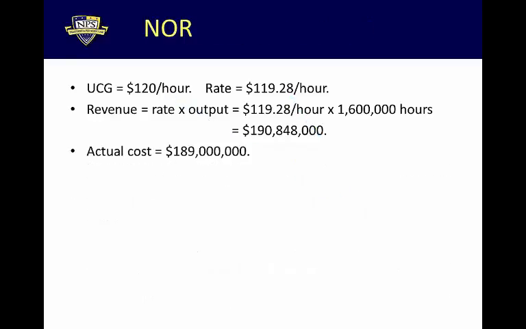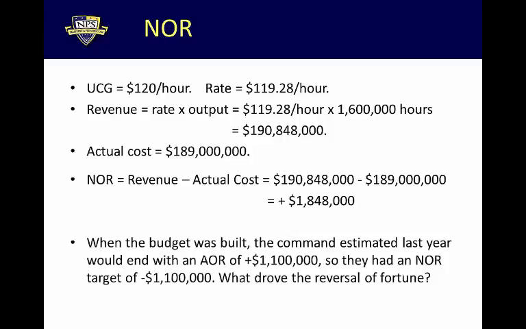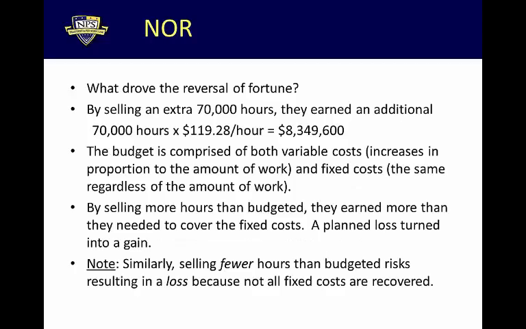Well, let's look at that NOR. We take revenue minus actual cost, gives us an NOR of $1,848,000. Now, when the budget was built, the command estimated last year they would end with an AOR of 1.1 million. So they had an NOR target of negative 1.1 million. But they ended up 2.9 million in the other direction, right? They wanted to go negative 1, they ended up positive almost 2. So what drove this reversal of fortune?